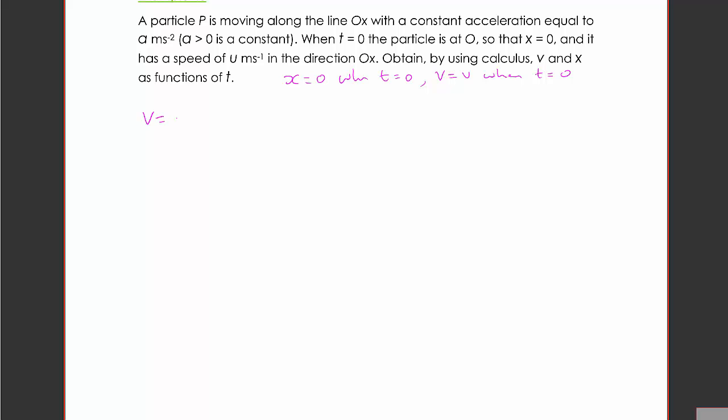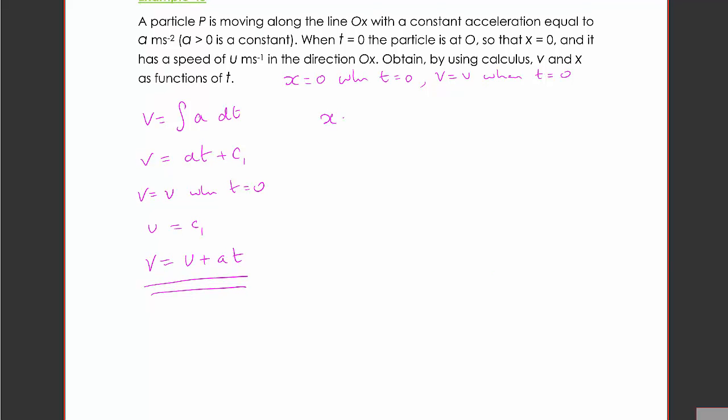So v is going to be the integral of a dt, and of course a is a constant, so that's just going to be at plus a constant which I'll call c1. And we know that v equals u when t equals 0, so substituting those in, u is equal to c1, and therefore v is equal to at plus u, or u plus at, as you're probably more used to seeing it. And it's one of the equations you've probably met in physics.